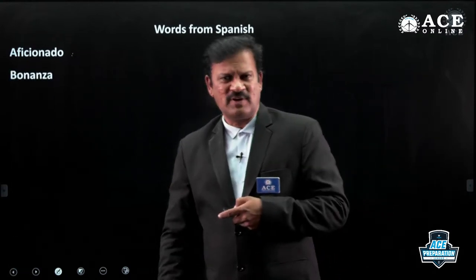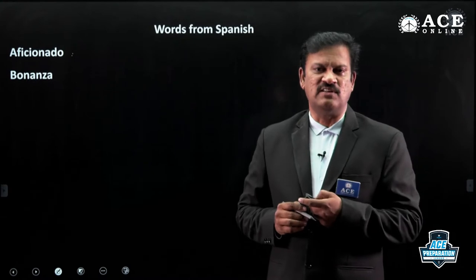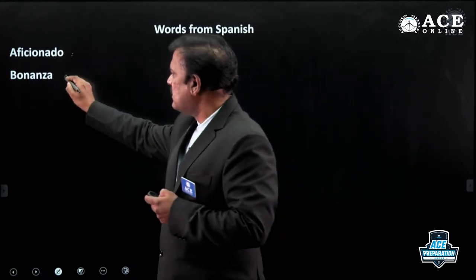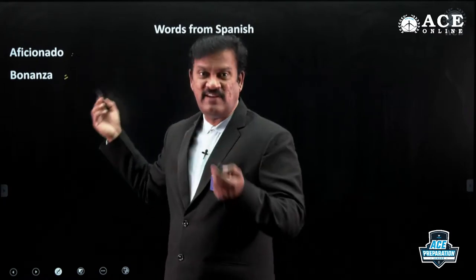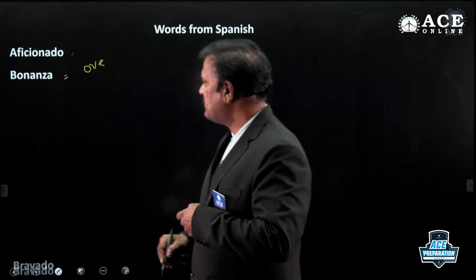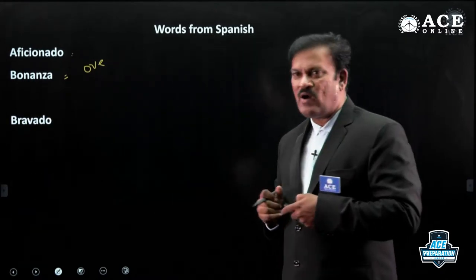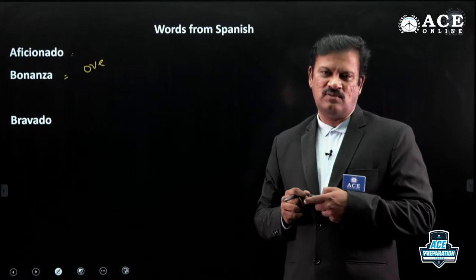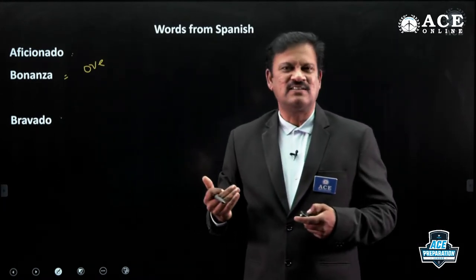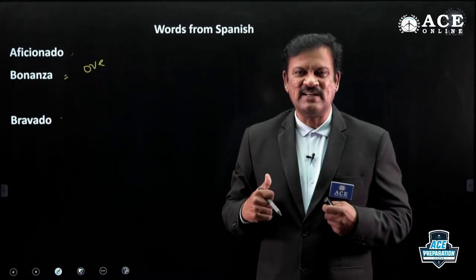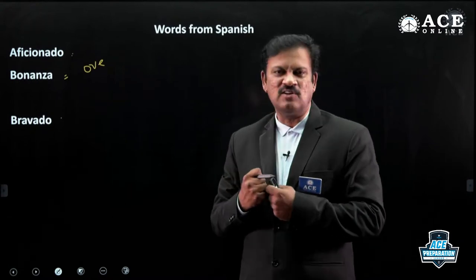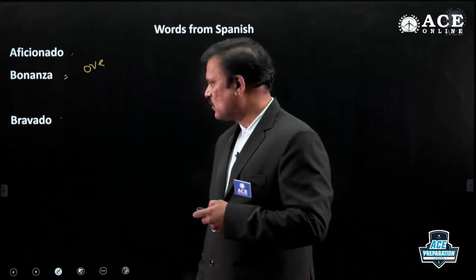Bonanza. You might have heard this word frequently: festival bonanza, Sankranti bonanza. Bonanza means where you can reap benefits, like ore. That's the literal meaning of that. Bravado. Bravado is like fake courage. He's not courageous, but he acts as if he were courageous. So that person is said to have bravado. He has got that bravado look.